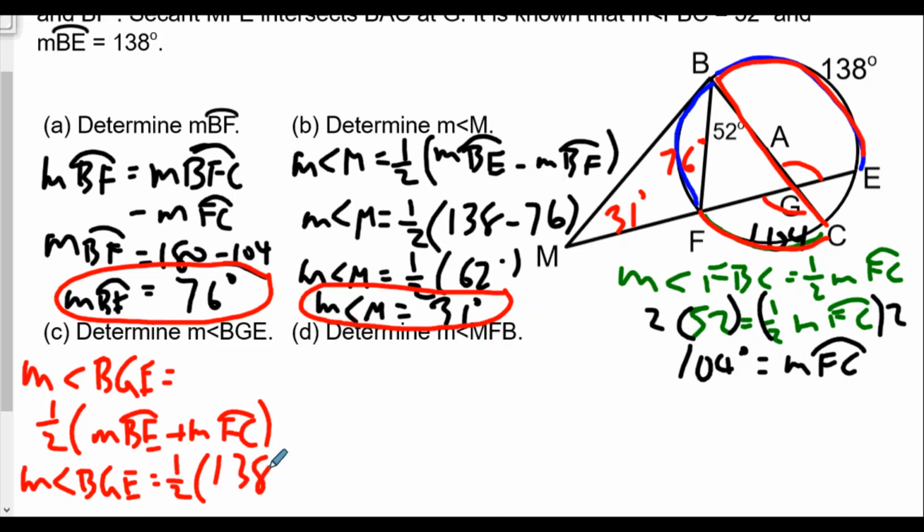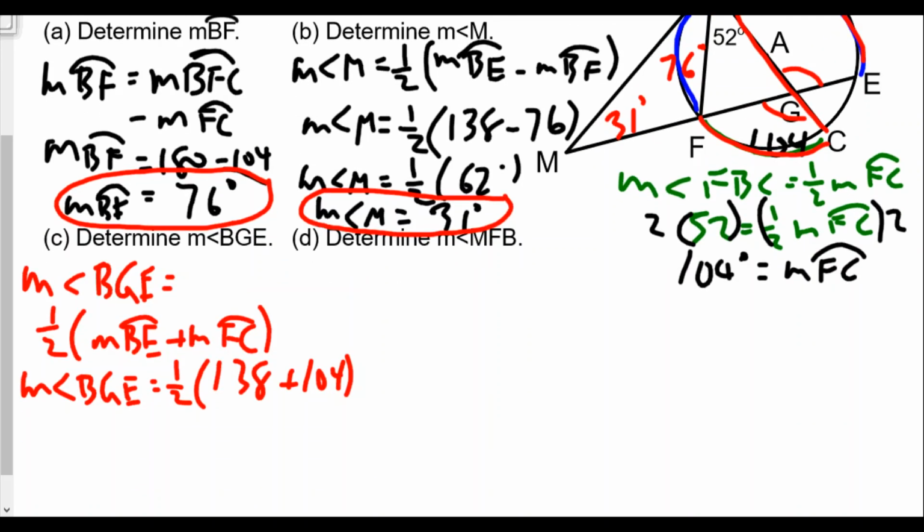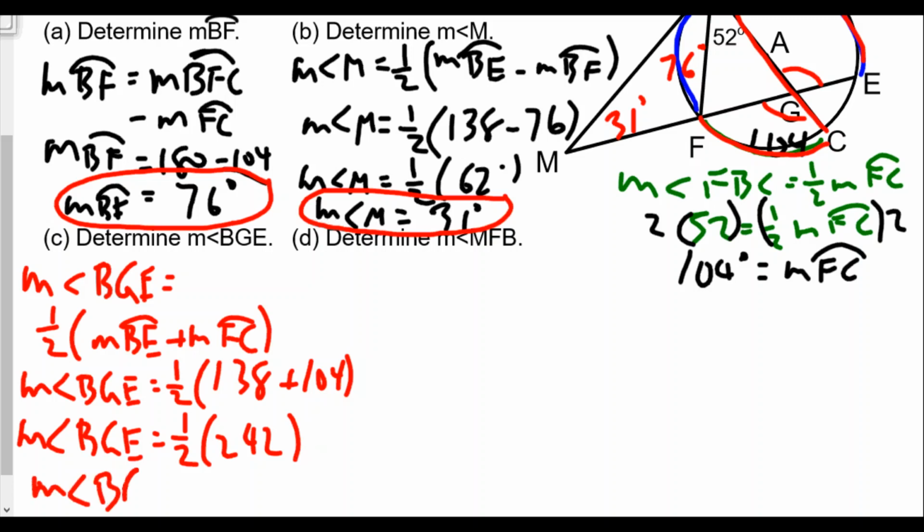138. And the measure of arc FC is 104. And so if we add that together, 138 plus 104 is going to be 242 degrees. But that's not the measure of angle BGE. The measure of angle BGE is going to be half of 242. So the measure of angle BGE is equal to really 121 degrees. And so we're going to fill that in here.